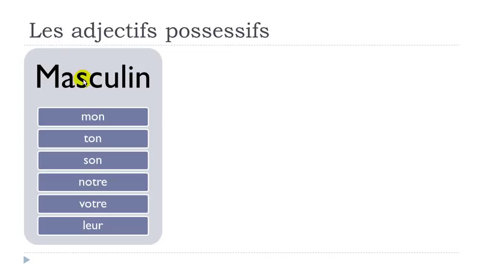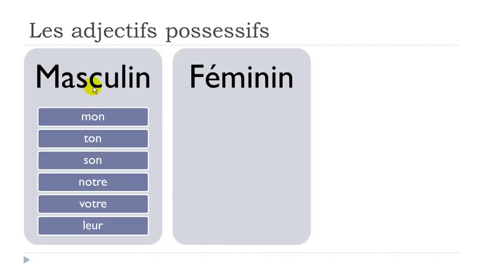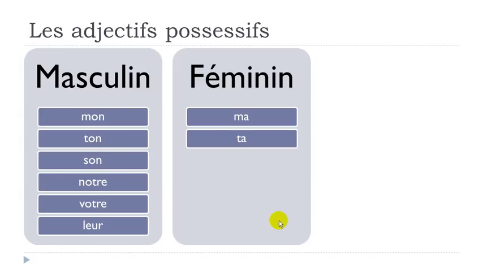Okay, so we saw first the masculine form. Let's check the feminine form, and it's ma, ta, sa. Okay, so you can see differences, of course, but still it works like M, M, T, T, and S, S. So mon, masculine, ma, feminine form, ton, masculine form, ta, feminine form, son, masculine form, sa, feminine form.